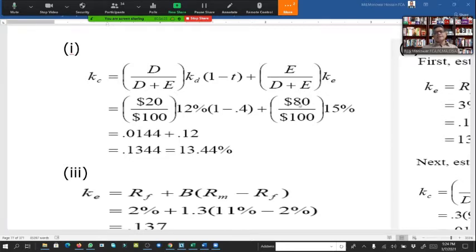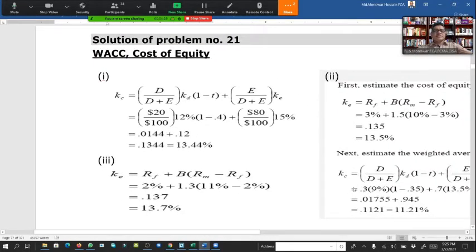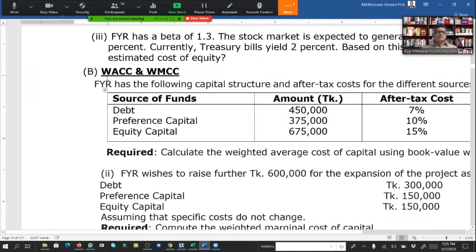And equity is 80 million, multiplied by 15% cost of equity. All are in millions, so I am not mentioning it here, just putting the figure. So here it comes to 13.44%. So the weighted average cost of capital is 13.44%. We will do this one.